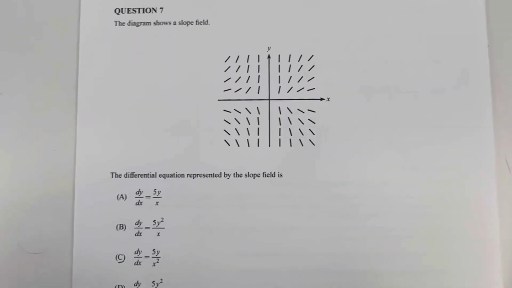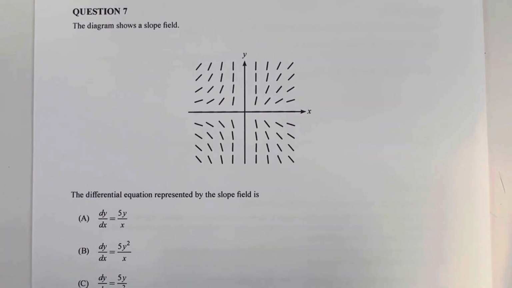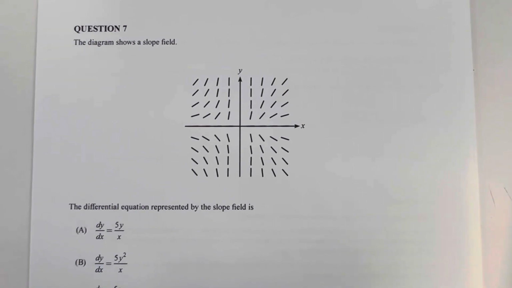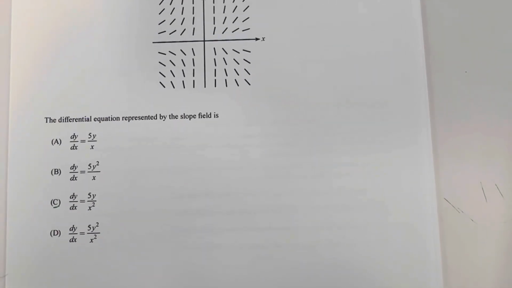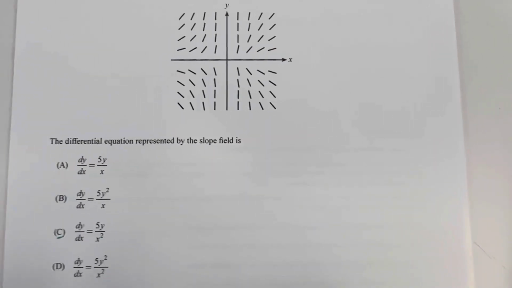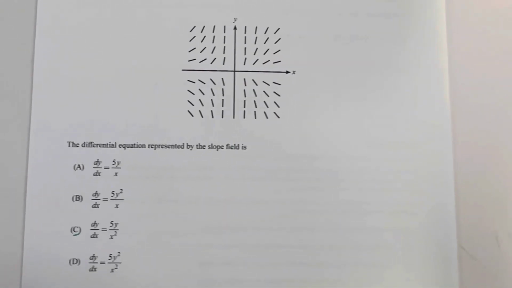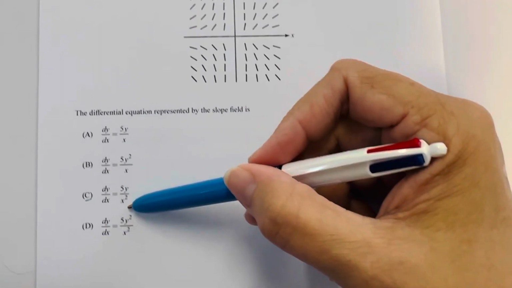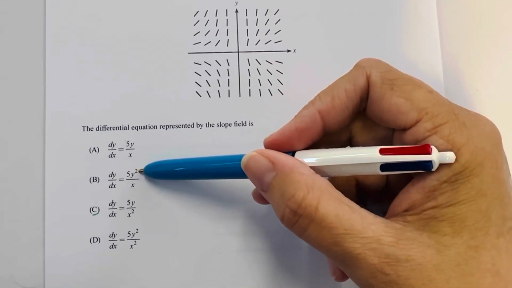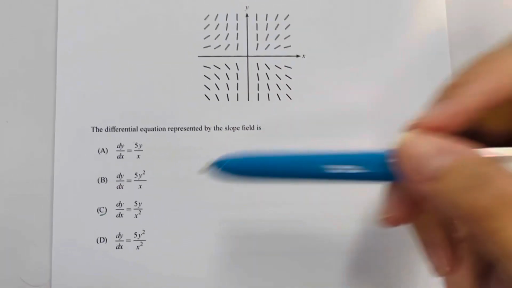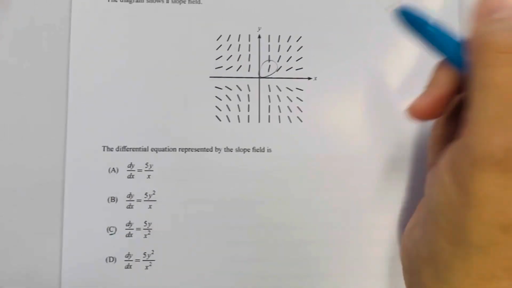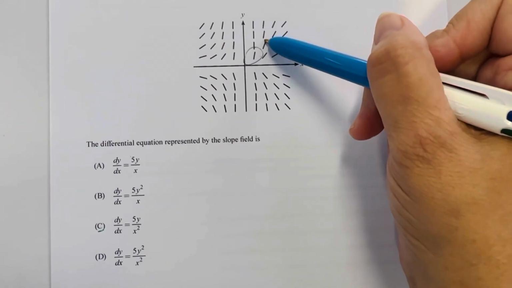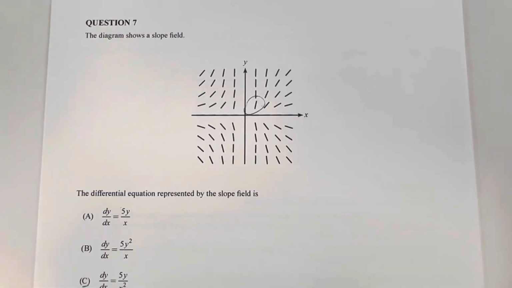Question 7, slope fields. The diagram shows the following slope field. The differential equation represented by this slope field is, and they've given us a range. Now, all of these are positive. There's no actual negatives on the top. Some are just y and x's, some is y squared, some is an x squared, this one's both squared. Now, if you look in the positive quadrant, it's got a positive slope, so they could all be possible.